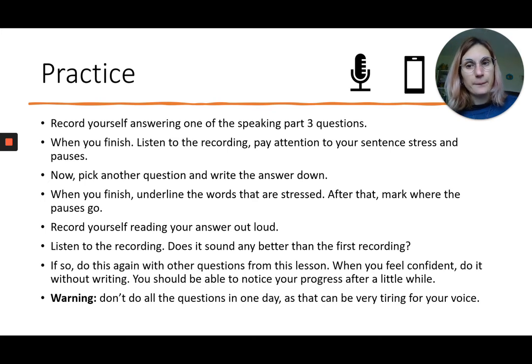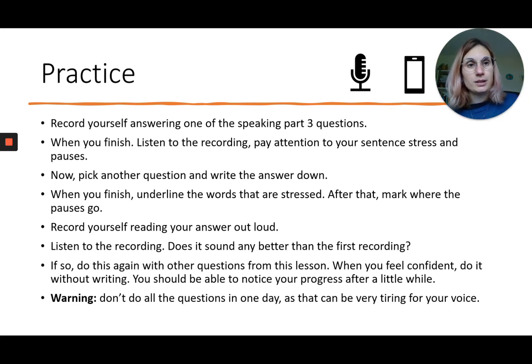After you do that, pick another question and write the answer down. So this time, before you speak, write down the answer. When you finish, underline the words that are stressed. So underline the stressed words in your answer. So any nouns, any adjectives, any words that are important for the meaning. And after that, mark where the pauses go. So where you would pause in your speech.